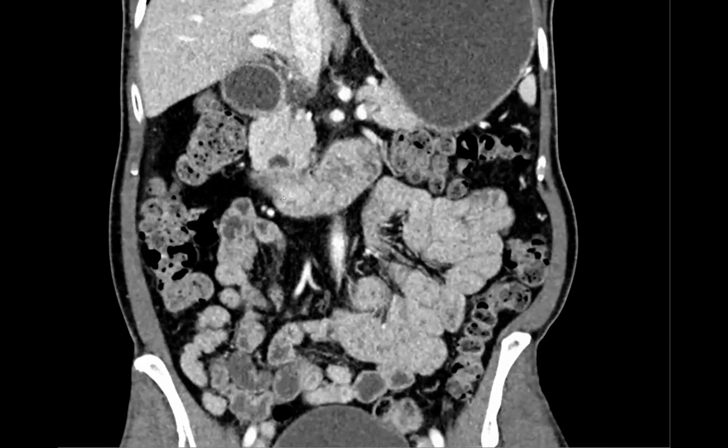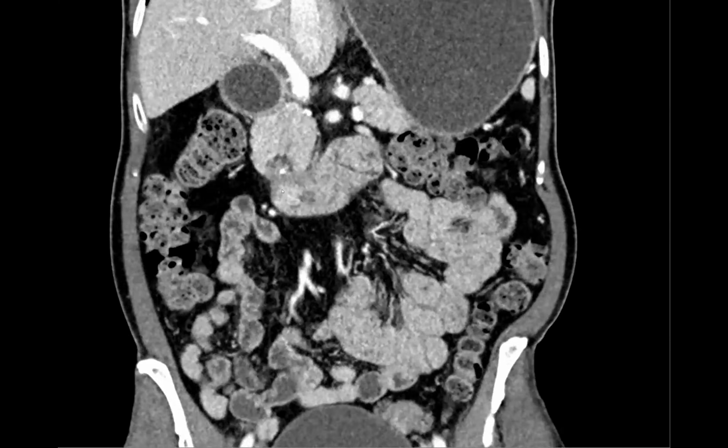Okay, well, I'll tell you. So anyway, I recommended EGD with EUS biopsy. And they did the EGD. The duodenal mucosa was all smooth, but severely narrowed. And they biopsied this, and it was a pancreatic adenocarcinoma.